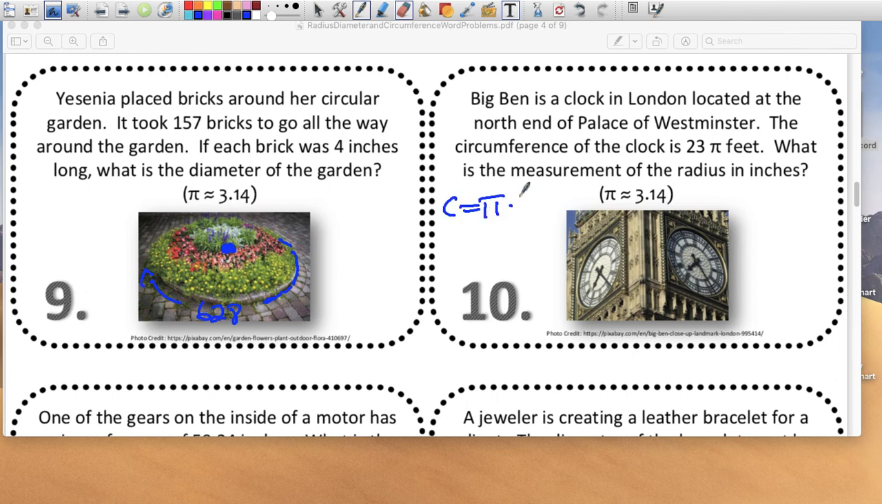C equals pi d. The circumference is 628 equals pi times d. Divide this by pi, divide this by pi. So d equals 628 divided by pi, enter, 199.90. So that's the diameter here, right? 199.90.